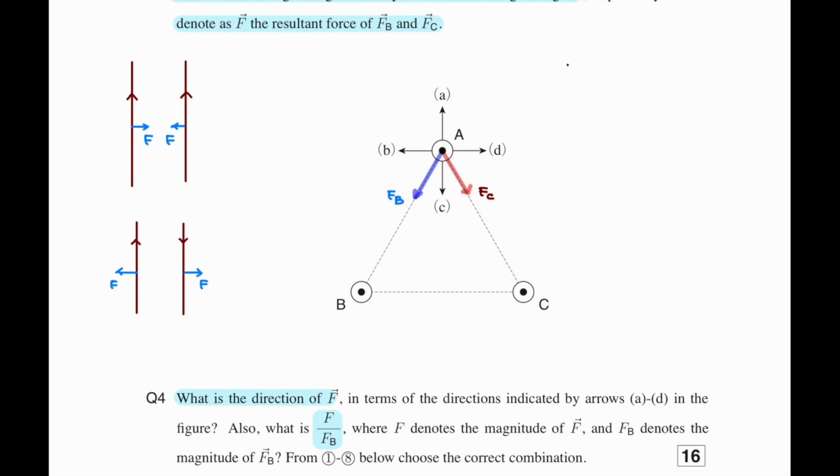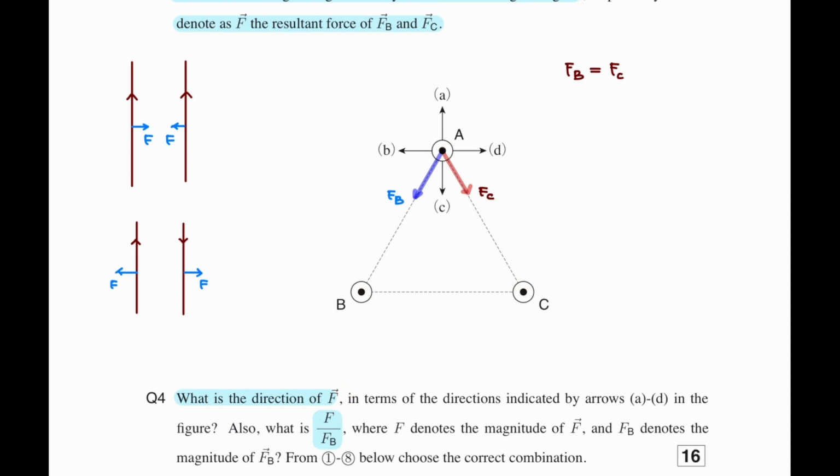I will write it down. FB equals FC. I talk about its magnitude, yeah. So the magnitude of FB is equal to the magnitude of FC. And then I want to find the direction of F, which is the resultant force of FB and FC.